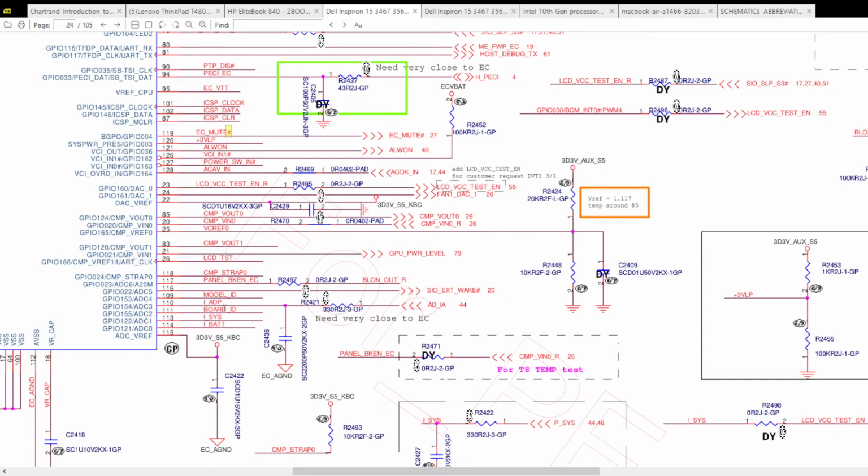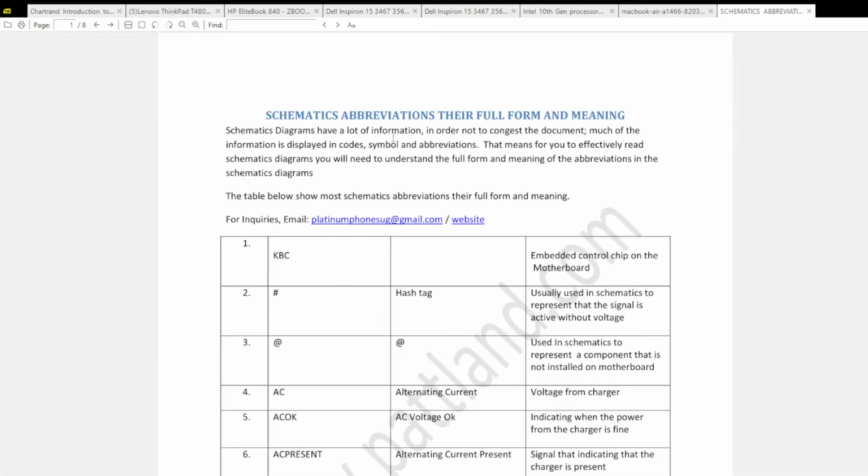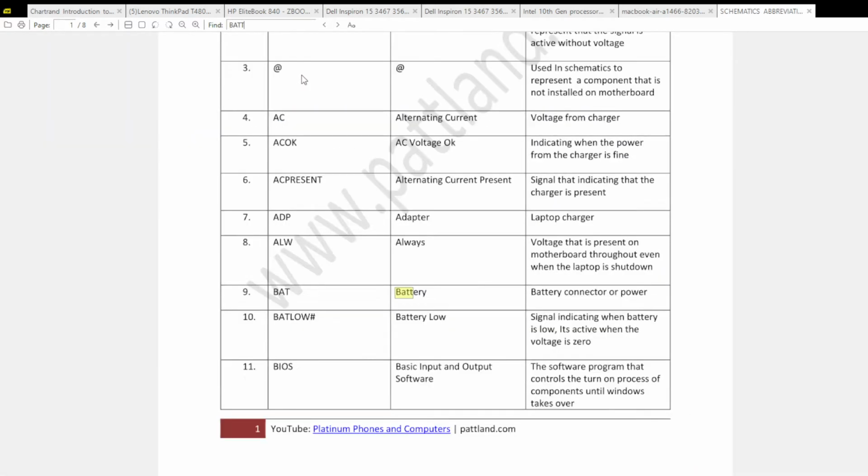Let's say you see something like this, which is BAT. You can copy this signal here, come to your schematics, paste it here, and it will take you to the meaning. So BAT means battery, right? Battery connector or power. If you see BAT low, it means battery low, a signal indicating when the battery is low. It is active when the voltage is 0.